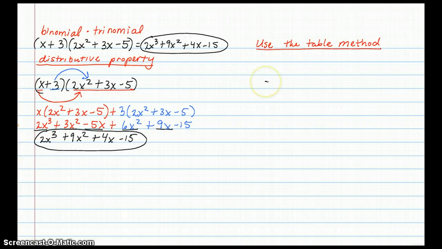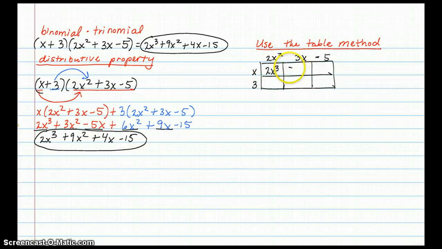Okay, now your table method is really a nice one for a problem like this. You have your x and your 3 here, so x plus 3. And then you have your 2x squared plus your 3x minus your 5. You draw in your table, and you actually don't need the plus signs in. Works like a multiplication table. x times 2x squared is 2x cubed.